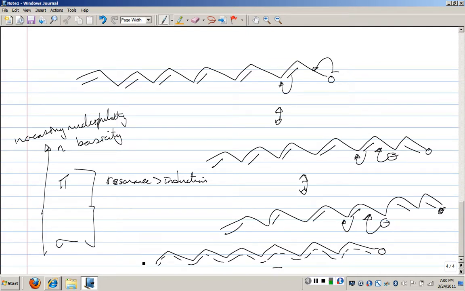Now, obviously, what this means is that the area over which this negative charge is dispersed has now increased dramatically. And therefore, I have stabilized the species. Because fundamentally, I can stabilize a charged particle by dispersing the charge. And the larger the area over which I've dispersed the charge, the more stable is the species.